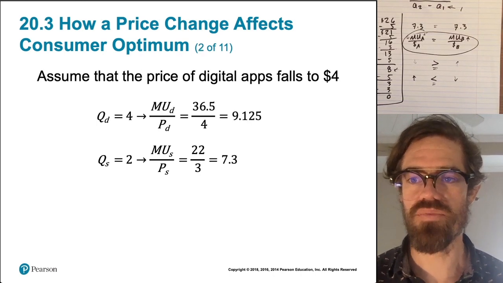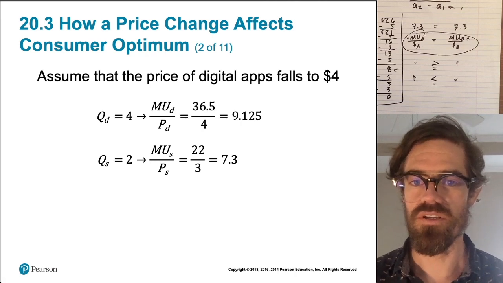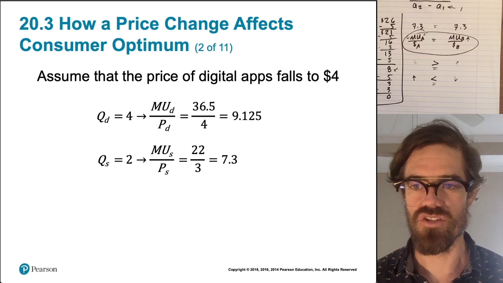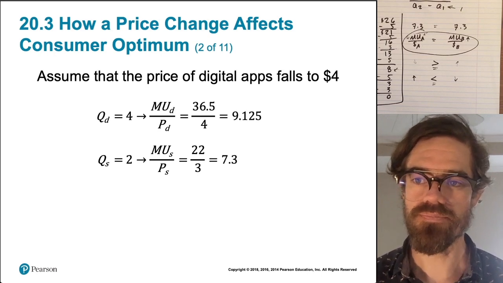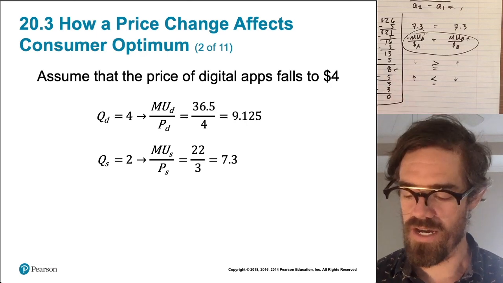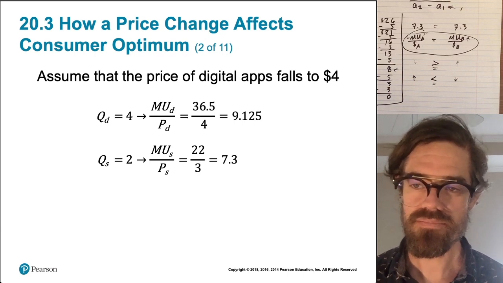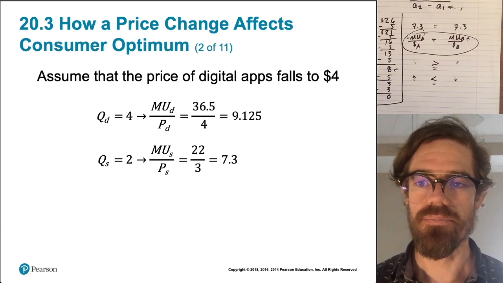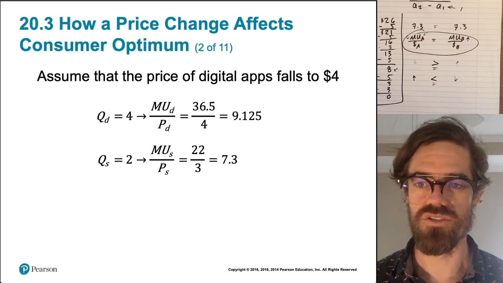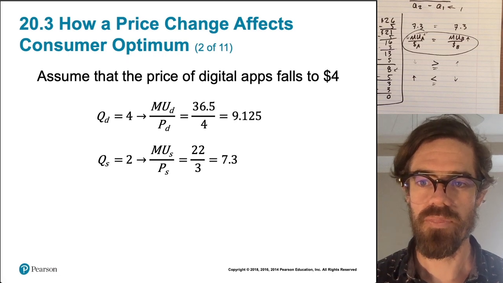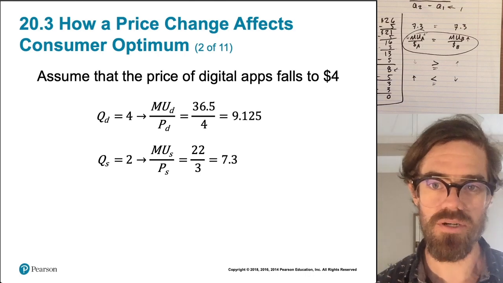Well, what happens if the price of a digital app falls to $4? Well, now when we make our marginal utility per dollar calculation, it changes, right? The apps get cheaper by $1, and when you divide a number by a smaller number, the result is larger, right? So now we no longer have that equality across marginal utilities per dollar. The digital apps are now giving a bigger bang for their buck since they're cheaper.